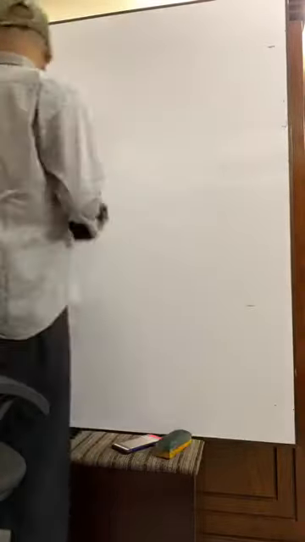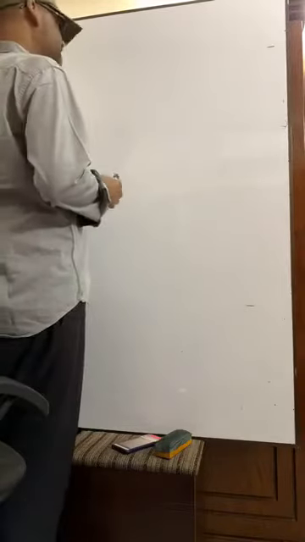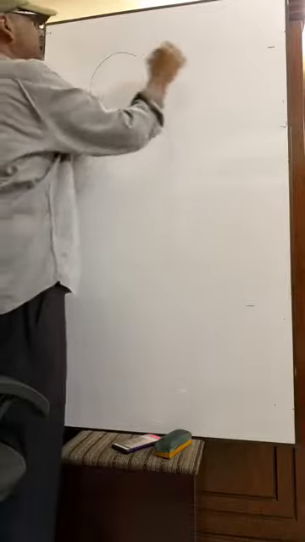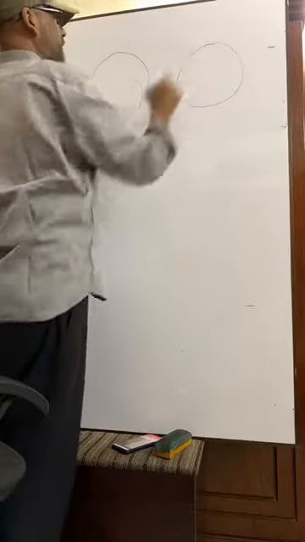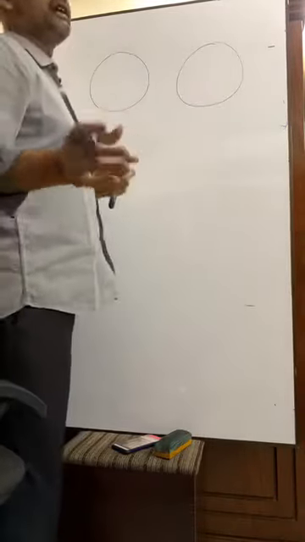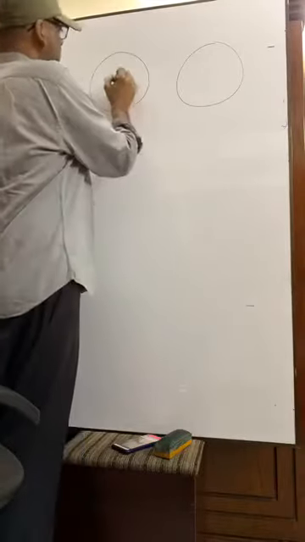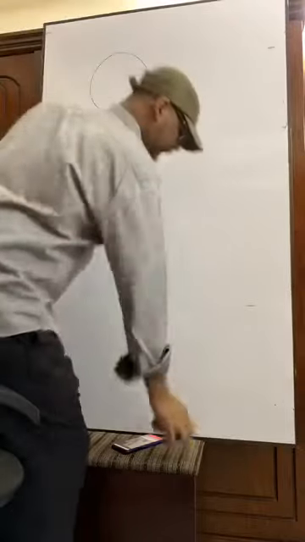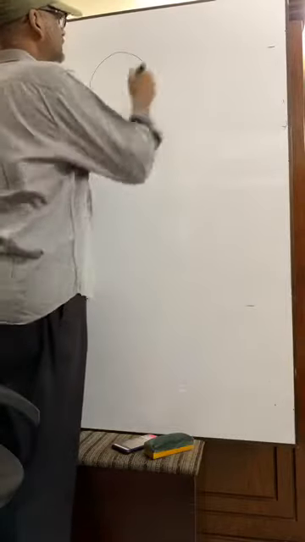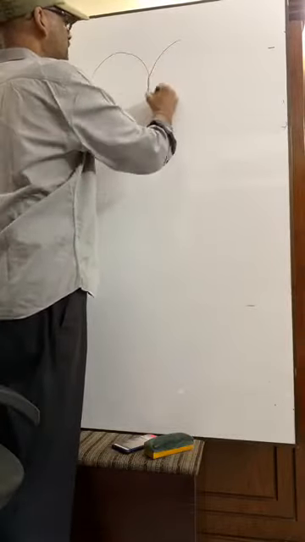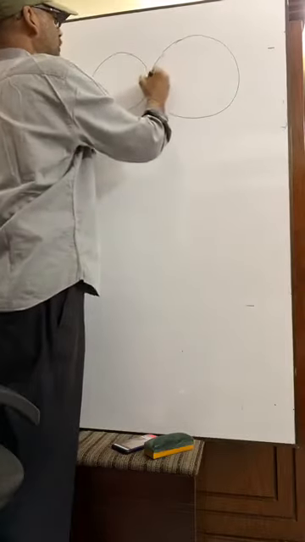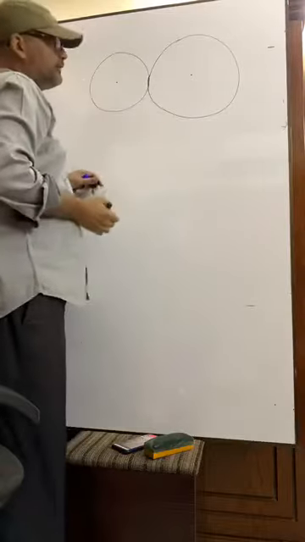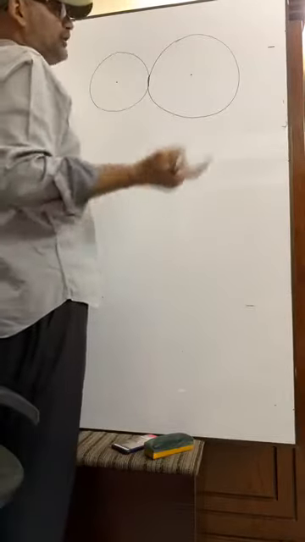Suppose this is a circle, this is another circle, okay? The equations of two circles are given, and you are told that they touch internally or externally. What will you do? What will be your function?